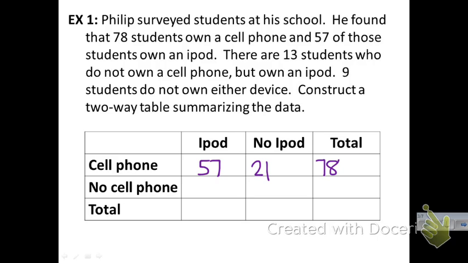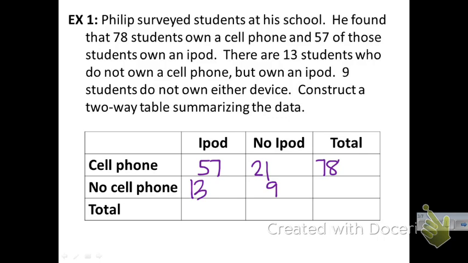It says there are 13 students who do not own a cell phone, but own an iPod. So we have 13 who do not own a cell phone, but own an iPod. Okay, no cell phone and an iPod. That's why it goes in that box. And it says 9 students do not own either device, no iPod and no cell phone, 9. And then from here, it doesn't give you any other information. You just have to construct the two-way table summarizing this data.